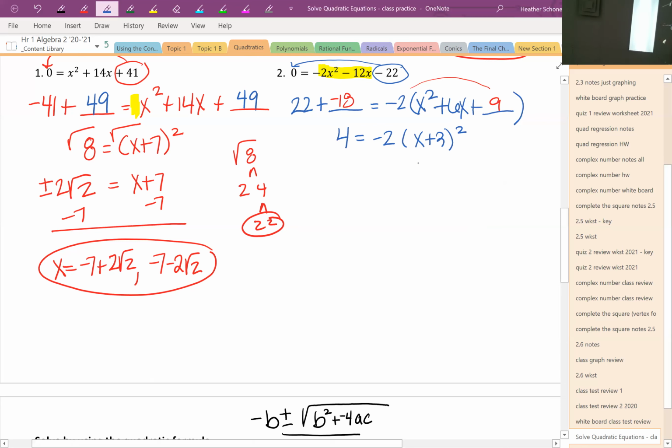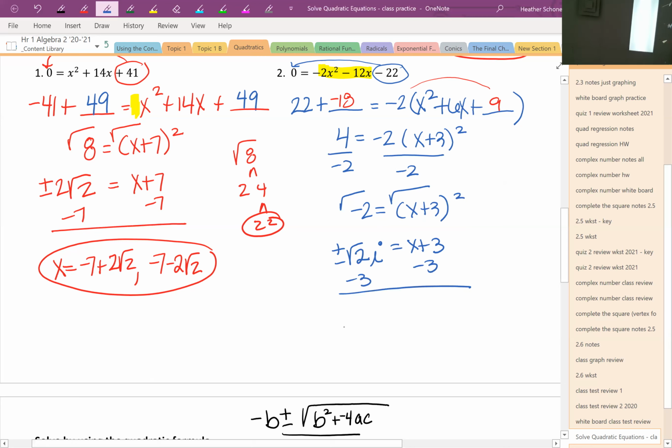Before I can take the square root, I have to get the parentheses by itself. So I'm going to divide by negative 2. 4 divided by negative 2 is negative 2. And this gives me x plus 3 squared. So now I've got to square root both sides. On the right, the square root and the square cancel, so I get x plus 3. Over here, I cannot simplify the square root of 2, so it just becomes plus or minus the square root of 2. But because there's a negative, I don't write the negative anymore, and I replace it with an i. So now to get x by itself, I'm going to subtract 3 from both sides. So I get negative 3 plus the square root of 2i and negative 3 minus the square root of 2i.